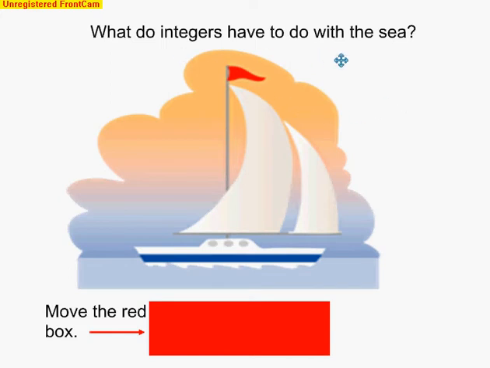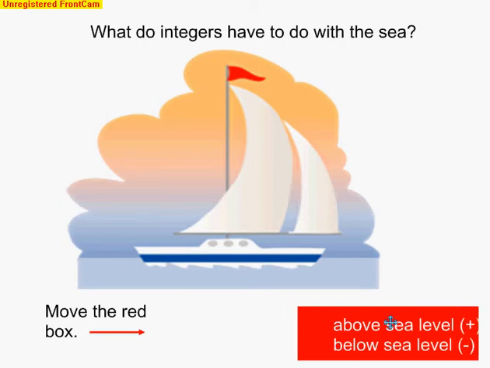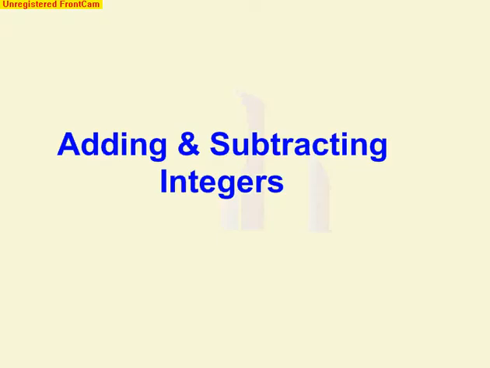What do integers have to do with the sea or the ocean? We think of things being above sea level as a positive and below sea level as a negative. Next, we're going to look at adding and subtracting integers.